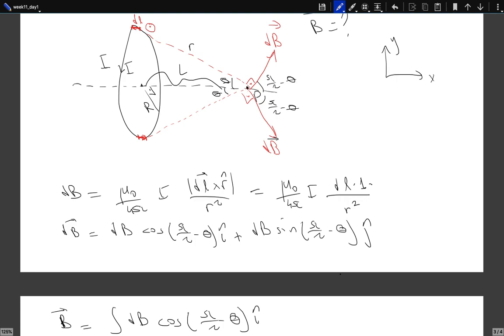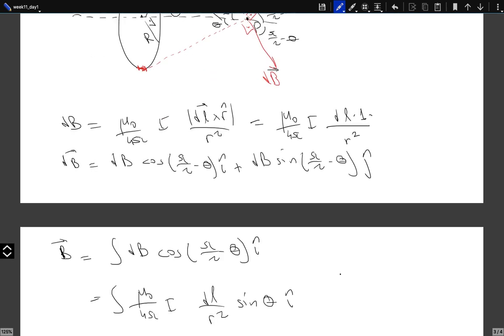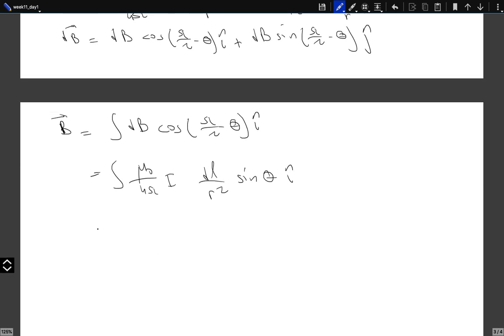Well, mu0 and 4 pi are constant. I is constant. Does r change? Small r doesn't change. Capital R doesn't change. Nothing actually changes. So mu0 is a constant I can take out. I is a constant I can take out. 1 over r squared is a constant I can take out. Sine theta is a constant, take out of the integral. i hat is a constant vector. The sum of dl just gives me 2 pi capital R.